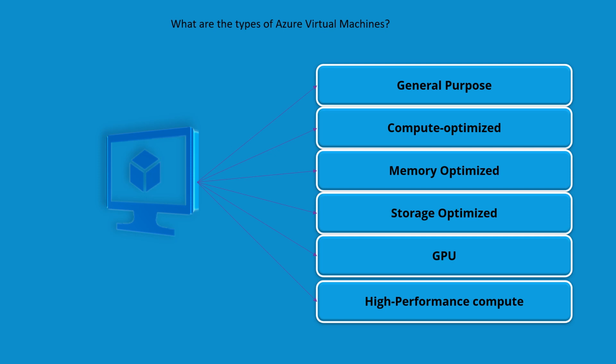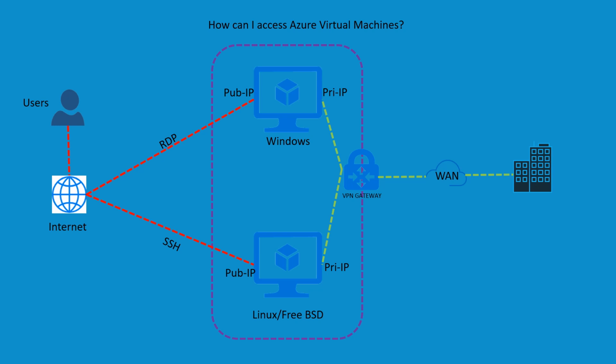High performance compute. These types of Azure virtual machines are the fastest and most powerful CPU virtual machines, which come with a high throughput network interface called RDMA. Now let's discuss how we can access virtual machine resources hosted on Azure Cloud. The type of connection I'm going to initiate is RDP in case my workload is Windows, and I will be using SSH in case my workload is Linux or FreeBSD.